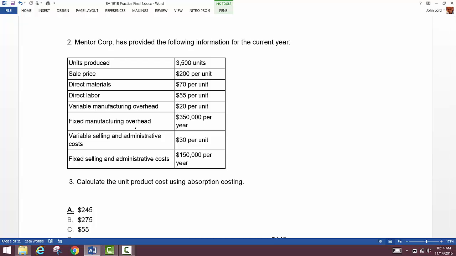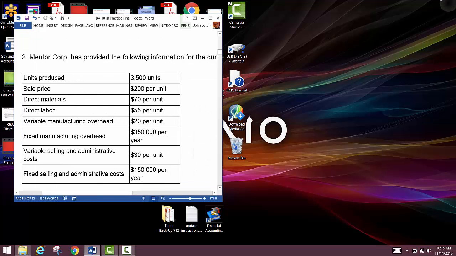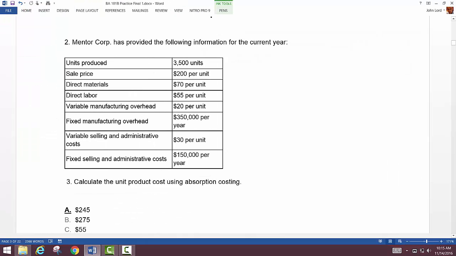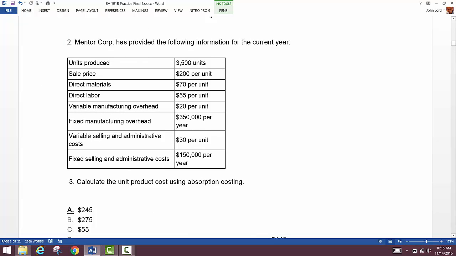So if we're using absorption and we want to calculate our unit product cost, let's see which numbers we should pick up. Is it going to include direct materials? So we're going to pick up that 70. Good. How about direct labor? Direct labor's got to be included, so we'll pick up that 55. Good. How about variable manufacturing overhead? Under absorption, all of our product costs, which we learned back in chapter 2, include all of our direct materials, direct labor, and all of our overhead, both variable and fixed, right?